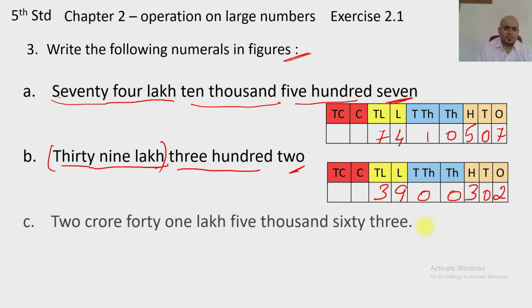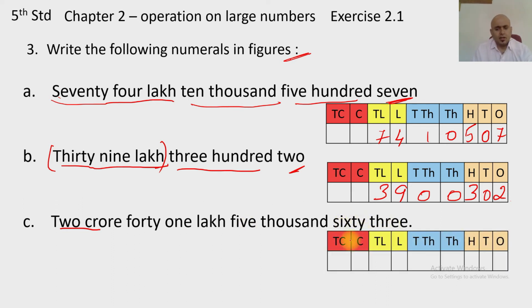Next question. 2 crore 41 lakhs 5,063. So let us fill in the table. 2 crores in crores place. We have to write 2 in crores. Don't write in 10 crores place. Write only in crores place. That is 2 crores 41 lakh.